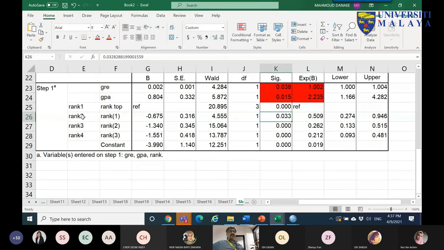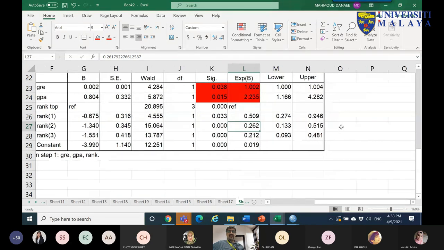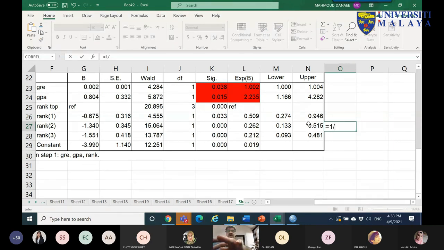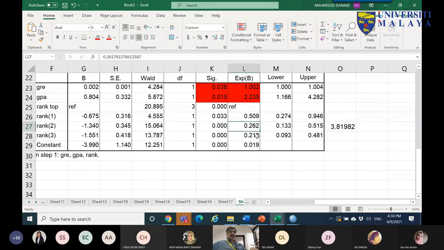So what does it mean? If you graduate from a school of rank 2, you have less chance compared to students who graduated from a top school for admission. How much? 50%. If you graduate from a school of rank 3 compared to rank 1, still you have less chance to be accepted and admitted in the school. By how much? 0.26. If you want to convert it to the odds ratio, what do I need to do? If I divide 1 by this number, it means you have 3.8 times less chance to be admitted.